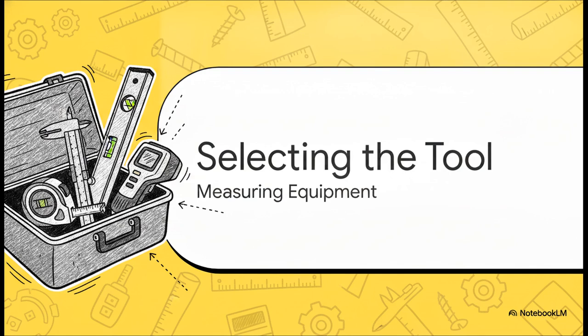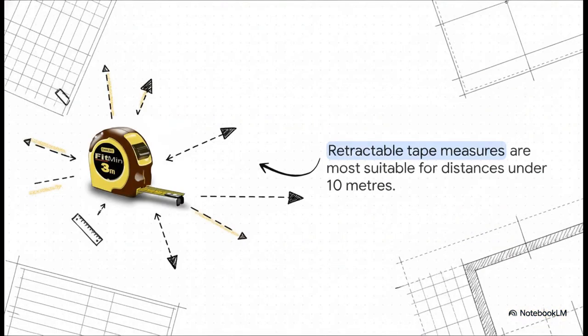Okay, on to Section 3, Selecting the Right Tool. We're going to start with the undisputed king of the tool belt, the retractable tape measure. These guys are your absolute go-to for short to medium distances, specifically anything under 10 meters. They're quick, they're super portable, and they're built to handle the vast majority of your daily layout tasks.